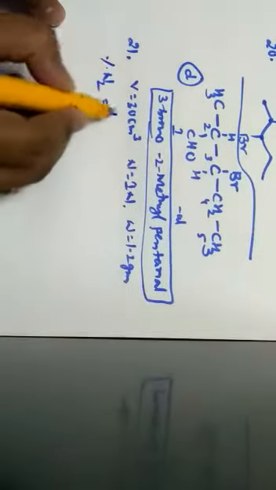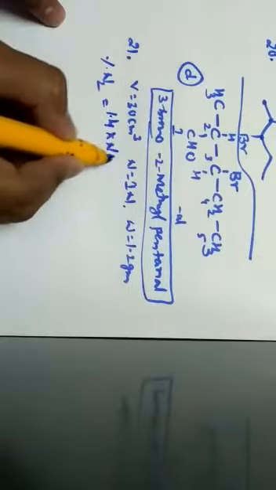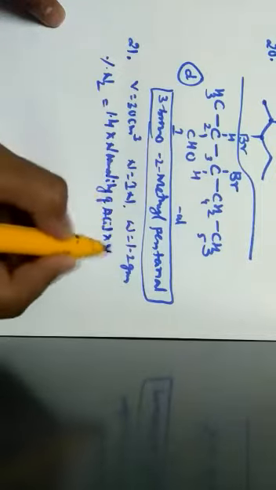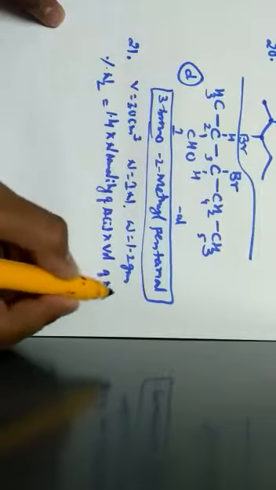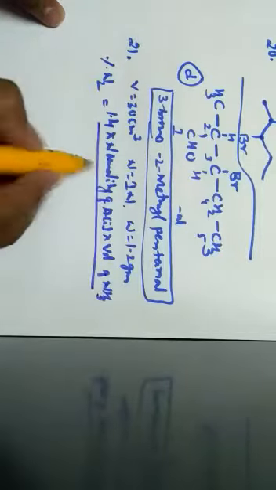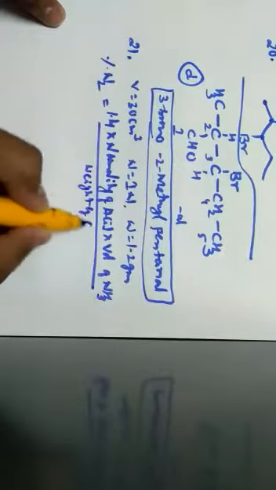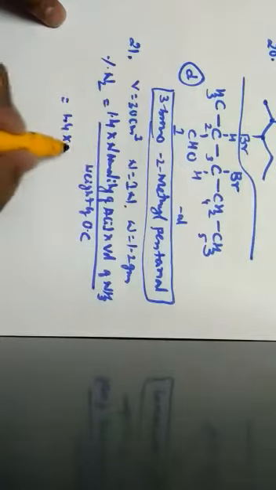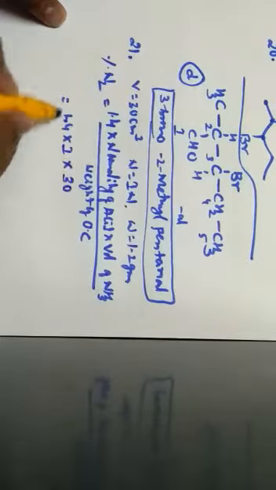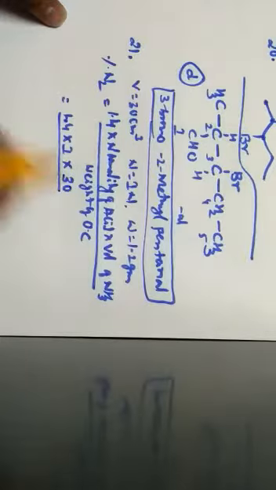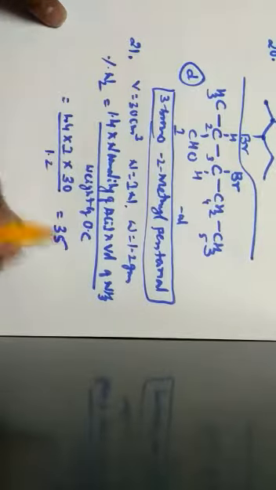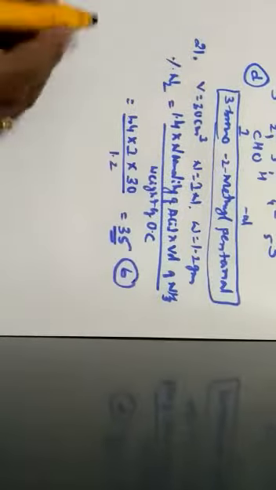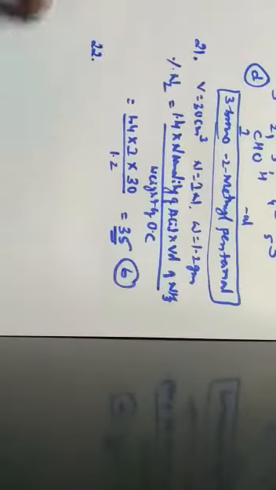Therefore, percentage of nitrogen is equal to 1.4 into normality of acid into volume of acid used divided by the weight of organic compound. So 1.4 into what is the normality of the acid? Normality of the acid is 1 normal. Volume is 30 cm cube and weight of the organic compound is 1.2. When we calculate it, it is around 35, which is given by option B.